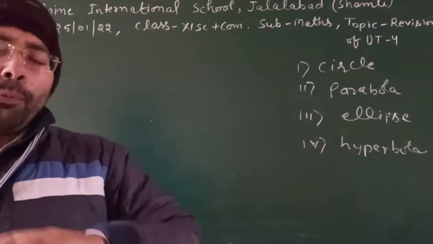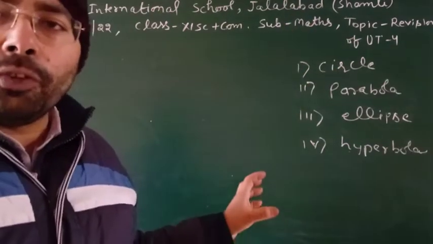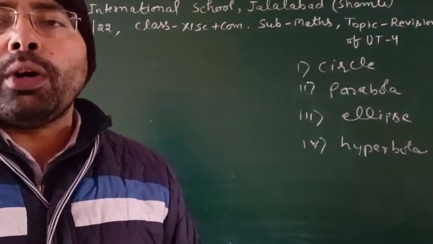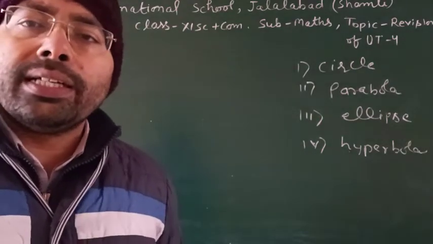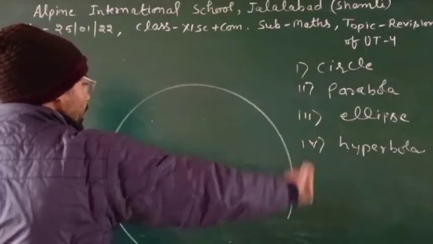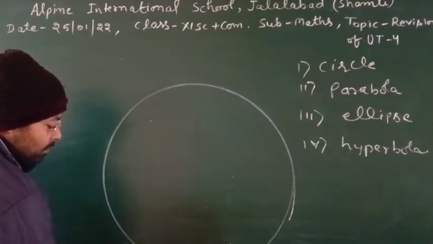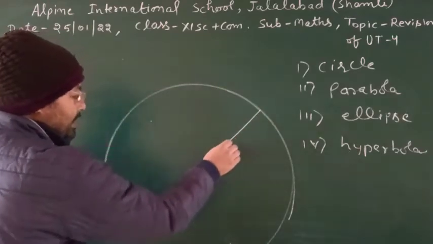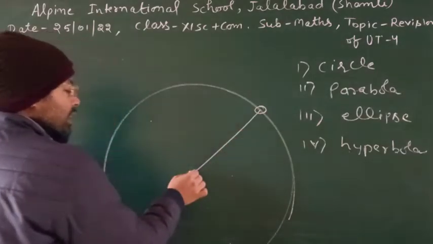A circle is a locus of a point which moves in such a way that the distance of the moving point from the fixed point always remains constant. That fixed point is said to be the center of the circle, and the fixed distance is said to be the radius of the circle. This is the constant distance from the moving point to the fixed point.